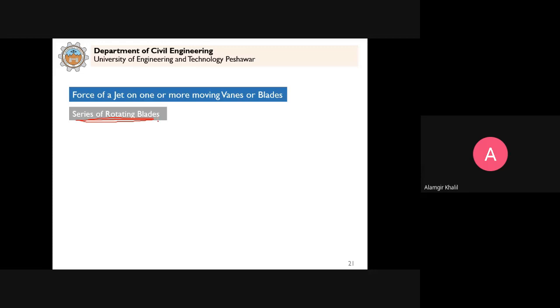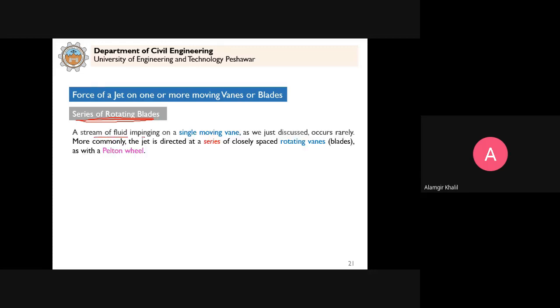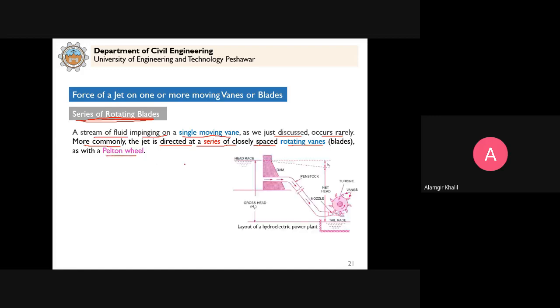As I said, a stream of fluid striking a single moving vane rarely occurs. The more common case is that the jet is directed at a series of closely spaced rotating vanes, for example of a turbine, a Pelton wheel. You can see here that the water is supplied to the turbine, and these are the vanes or blades, the rotating element of the turbine.